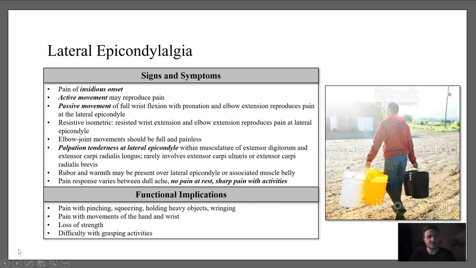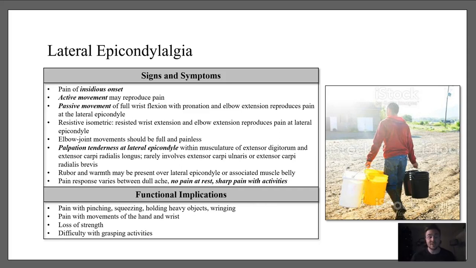Signs and symptoms usually is insidious onset of pain, no true mechanism of injury. And again, you got to think these are middle-aged individuals who are probably just doing some sort of work, computer work, labor work, things like that. Active movement causes pain because it's contractile tissue. Passive movement may cause pain.